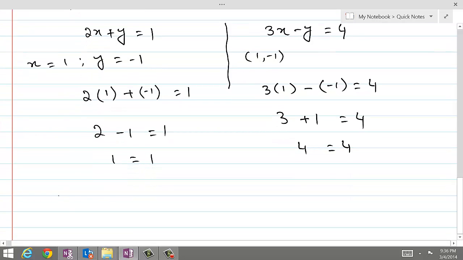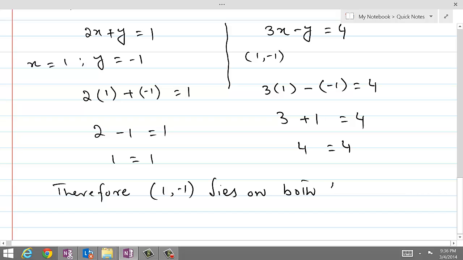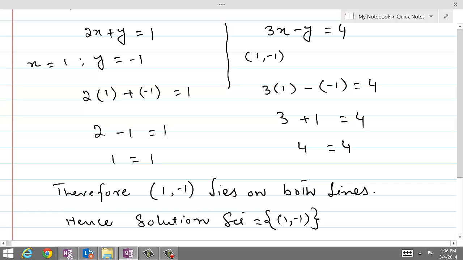Therefore, we can say the point (1, -1) lies on both lines, and we can say that the solution of the linear system is (1, -1). Hence, the solution set is equal to {(1, -1)} for both of these lines.